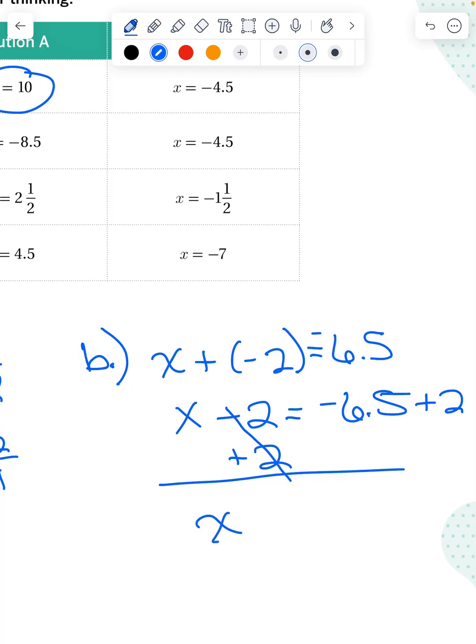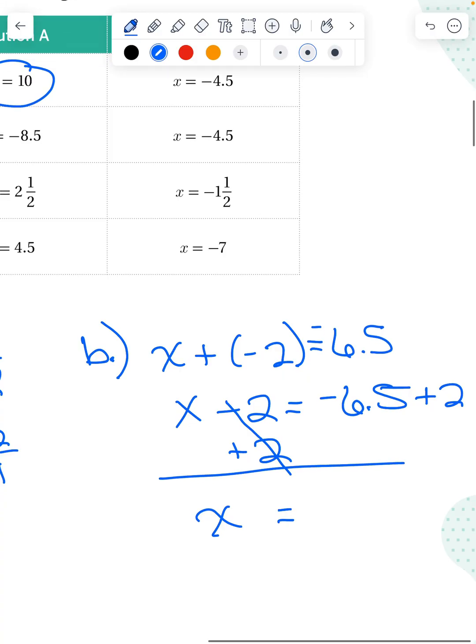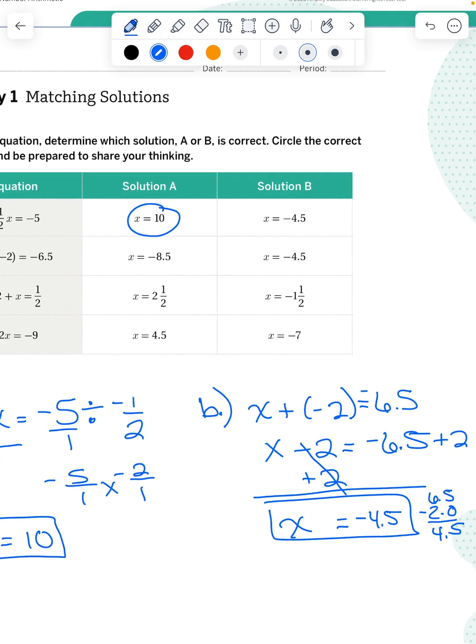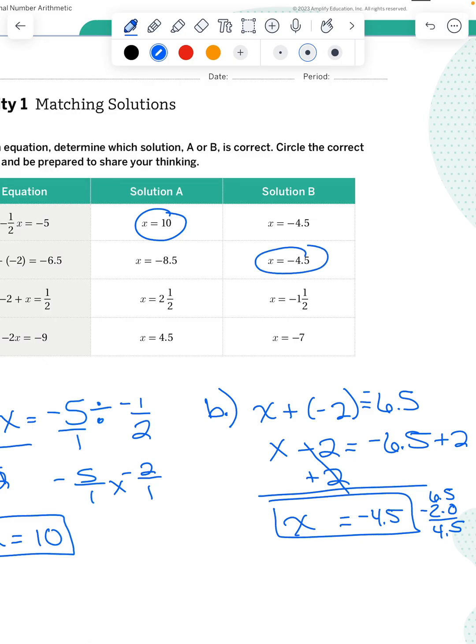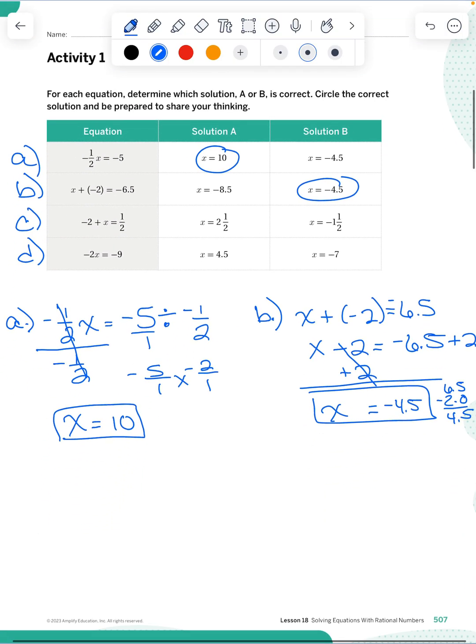A negative 2 plus 2 is 0. We got the x by itself, which is the goal. And then on the left, a negative 6.5 plus 2. Remember, different signs, find the difference. There's more negatives, so your answer will be negative. So we should get a negative 4.5.